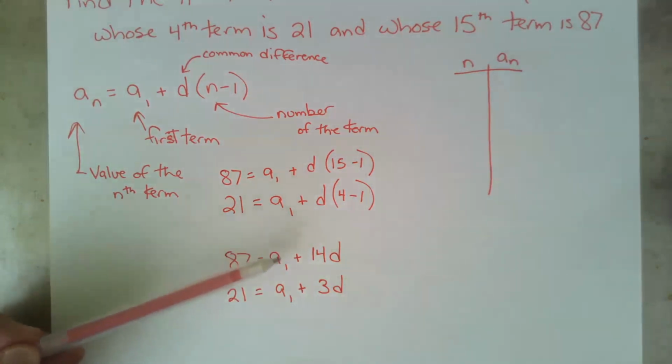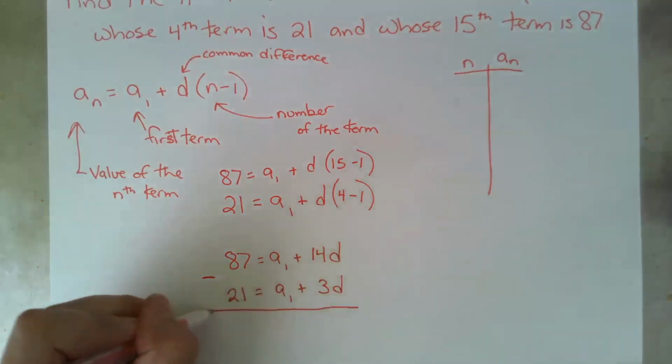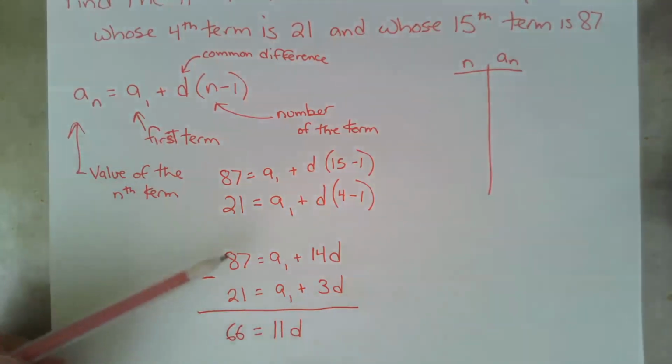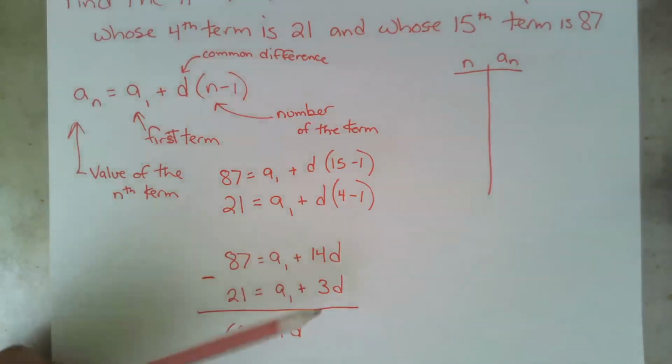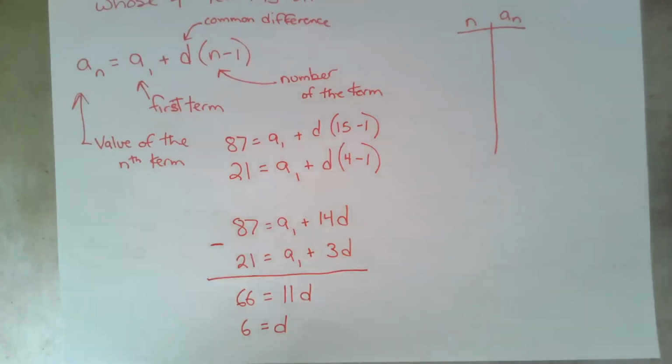I see that my a sub 1s both have the same coefficient, so if I choose to subtract the bottom equation from the top equation, I'm going to eliminate a variable. So I do my subtraction. 87 minus 21 is 66. A sub 1 minus a sub 1 disappears, and 4d minus 3d gives me 11d, and my final step shows me that d equals 6.